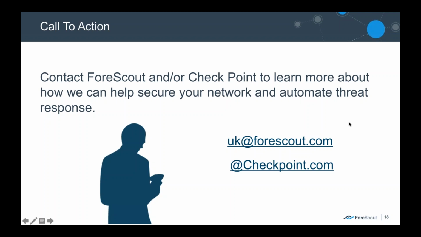The firewall is telling Counteract it's seen a threat. This is the IP address that's associated with it. Here's some information about the threats, and here's the level of risk.